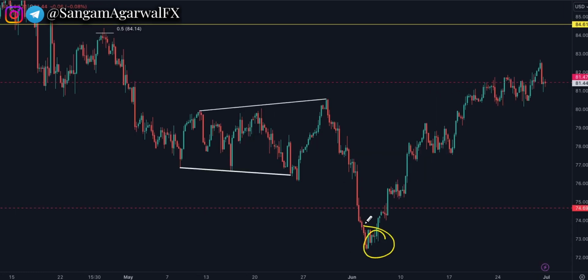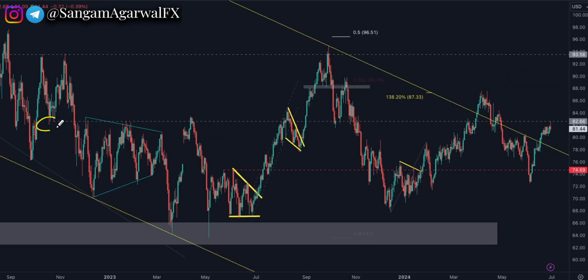US oil, which directly affects your CPI, is constantly going up. You can see this is a total U-turn on the H4 chart. If you see the daily chart, then there is a big static horizontal resistance level. Price is again testing the 82 level.